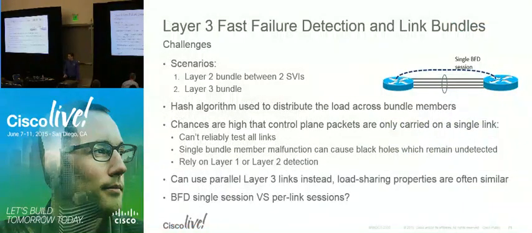Bundles, I mentioned bundles a couple of times. We have a little challenge with the bundles. Two cases, layer 2 bundles and layer 3 bundles. Now, what do we do there? We typically send BFD packets on one link, and maybe it will hash return on the other link. But if I have 3 links, 4 links, 5 links, 6 links, not all the links will get tested.